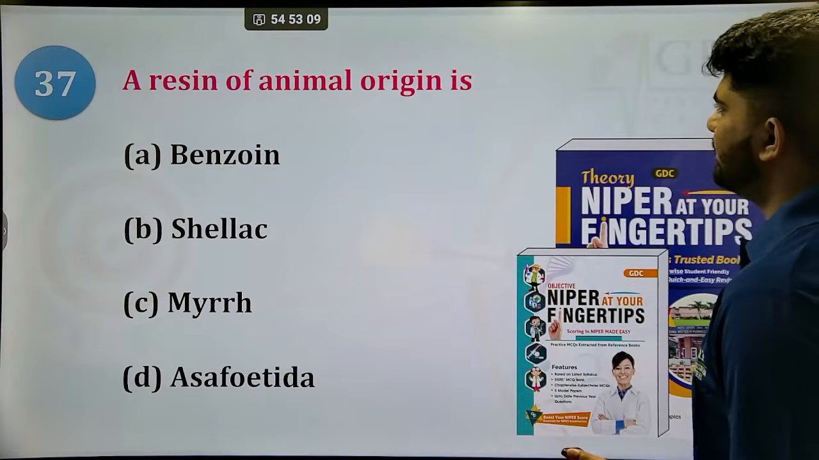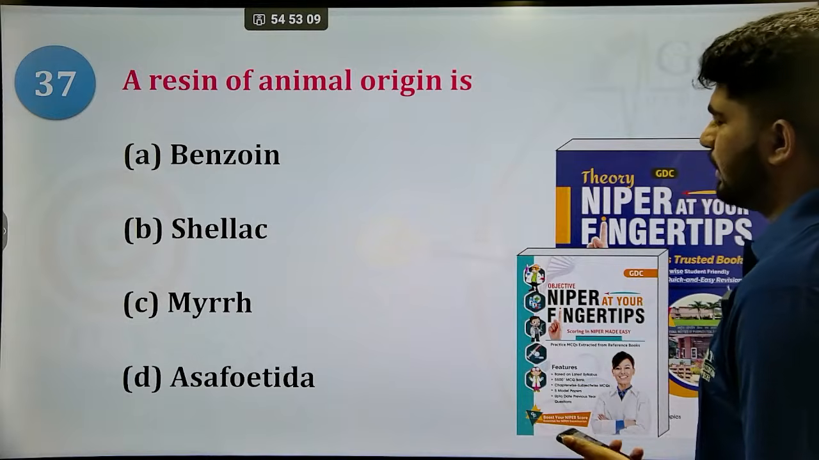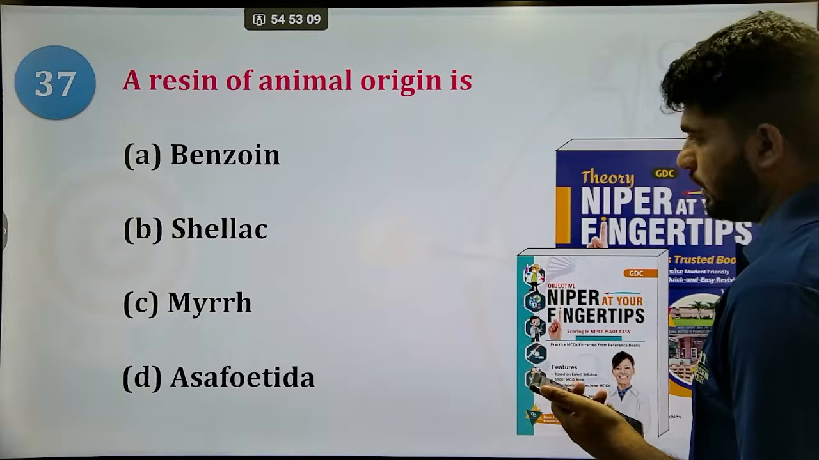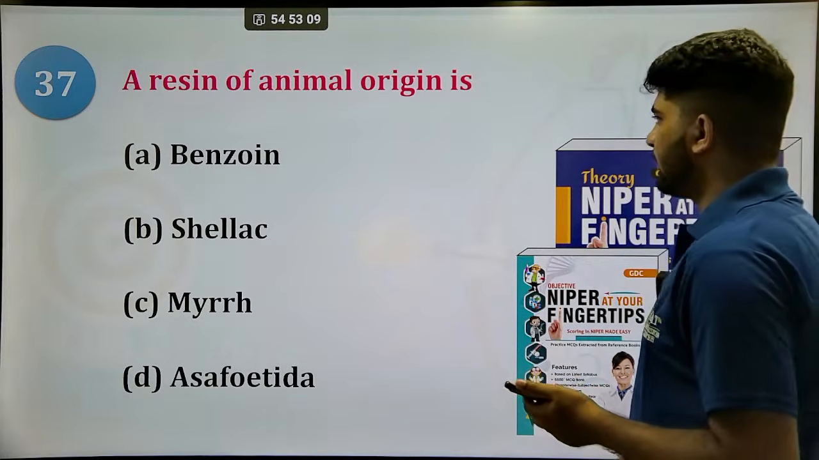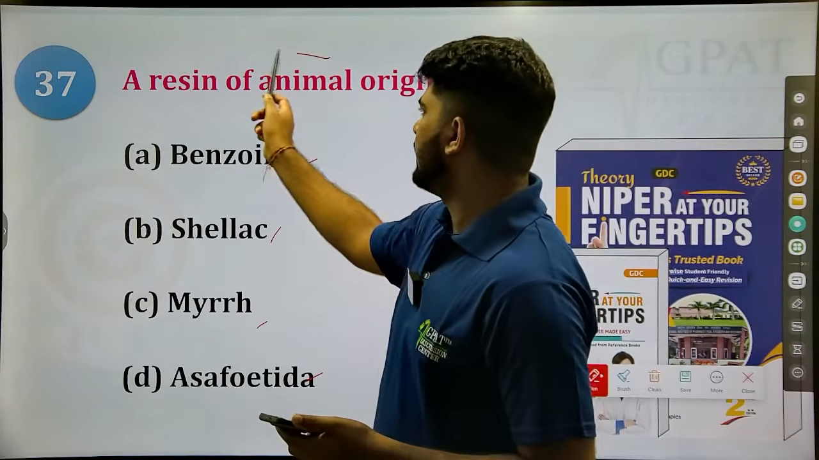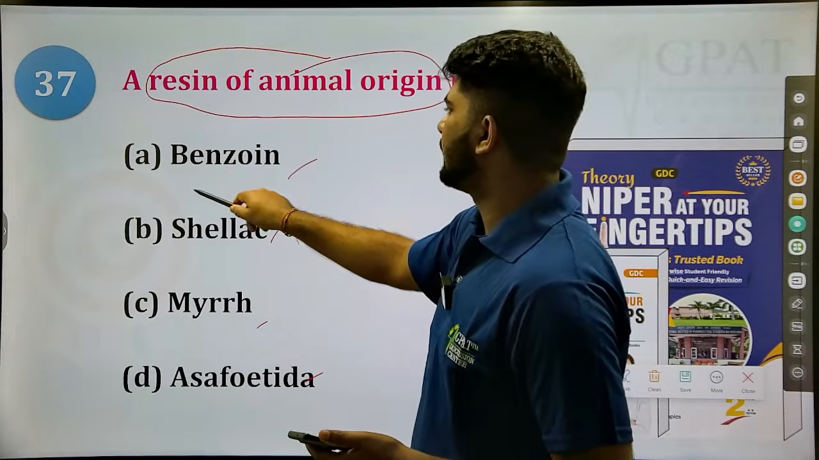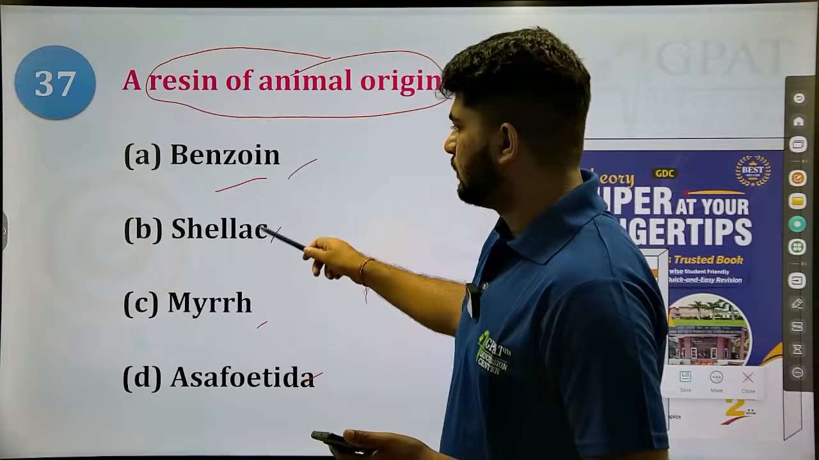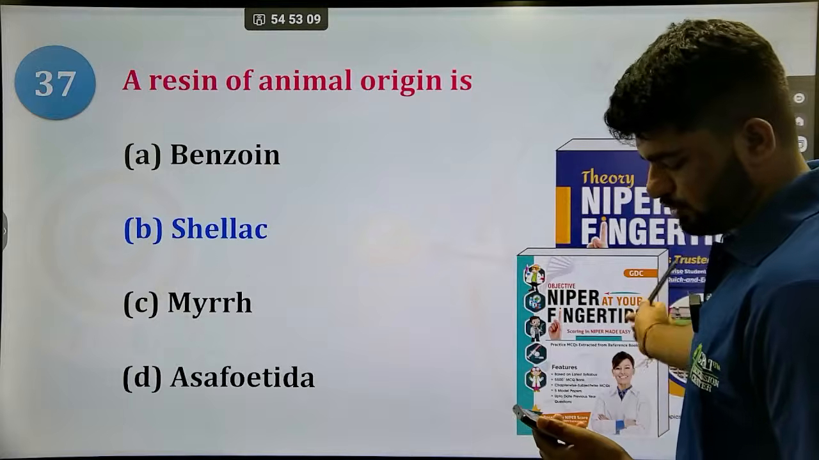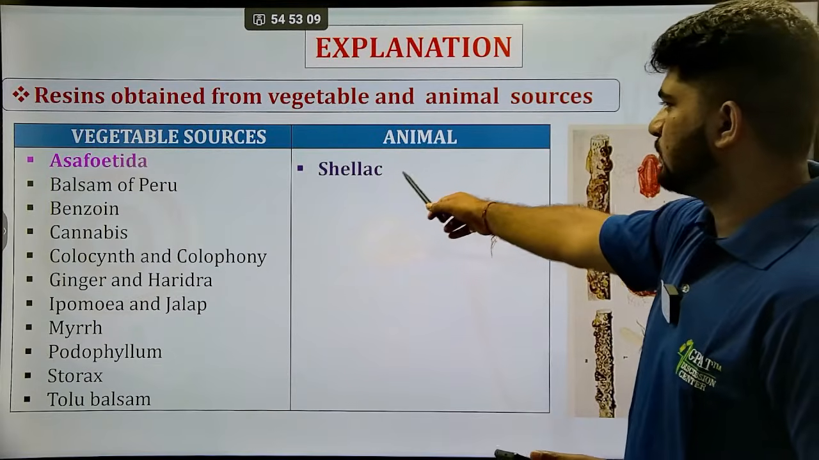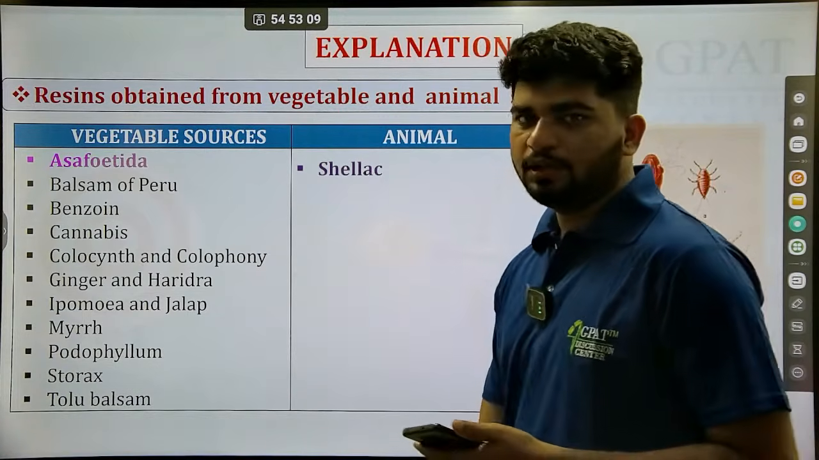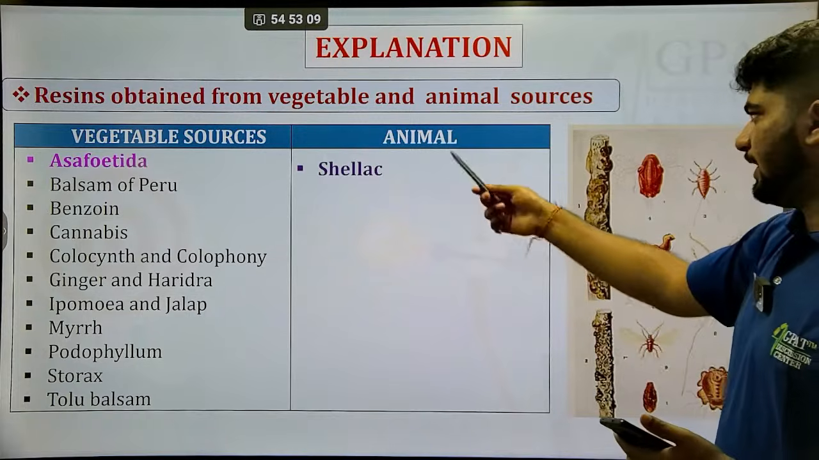A resin of animal origin is: benzoin, Sumatra benzoin, shellac, myrrh, or asafoetida? Resin of animal origin. Yeah, that is your shellac. Here you can see animal origin, that's shellac. Asafoetida, balsam of Peru, storax, myrrh, ipomoea, these are all your vegetable sources. Shellac is the only animal one.